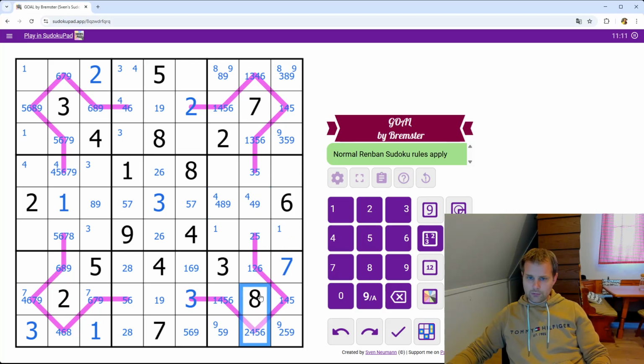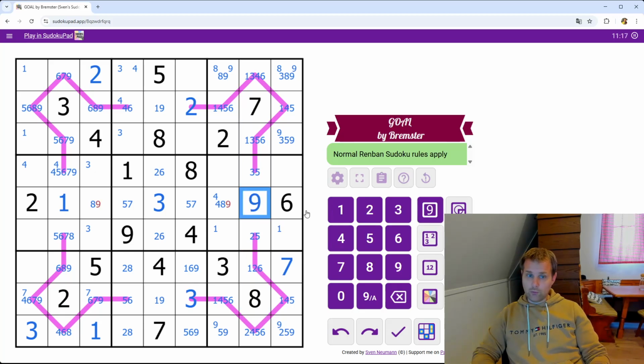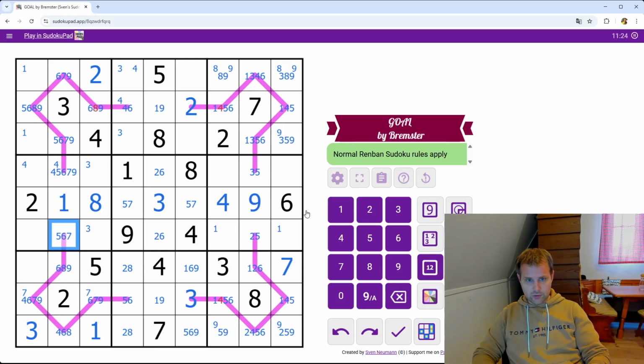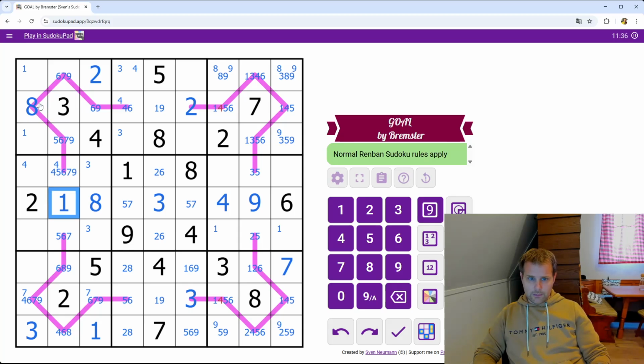Oh, I can do something quite easily. Where does the 9 go? Here. It goes here. And therefore, where does the 4 go? Here. And the 8 is here. So this is not 8. This is not 8. Where's the 8 on this Renban? It's up here. And the 8 is in one of those two.